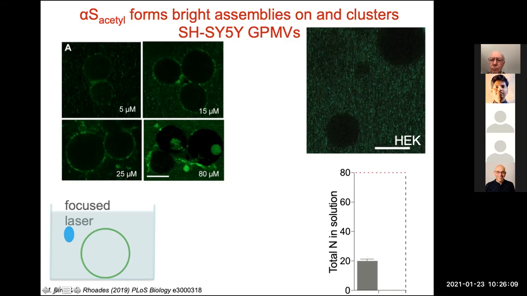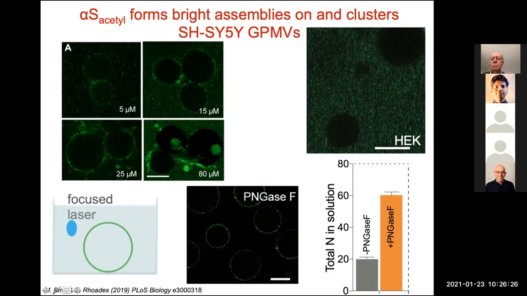So what we did is we treated these GPMVs with various different endoglycosidases. And I will say we tried 4 different ones. We tried 2 of the heparinases, which cleave the heparin sugars. And then we also tried a mannose cleaving enzyme. And then we also tried PNGase F. So PNGase F, of course, is the one that turned out to be most interesting, which is why I'm showing you data for it.